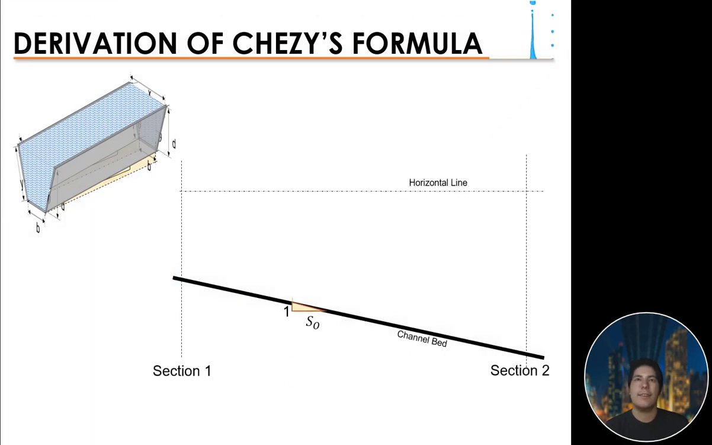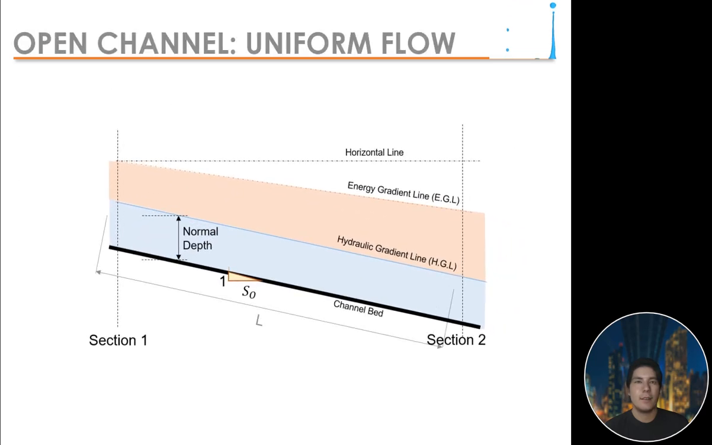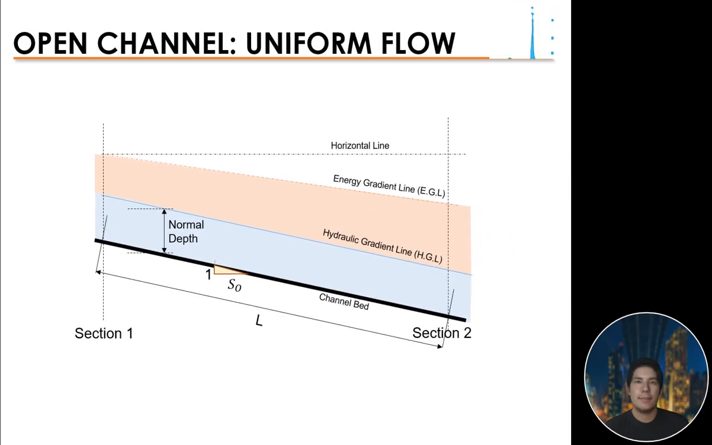Considering this section 1 and 2, we have this channel bed whose slope is SO. Then we have this horizontal line. So we have this normal depth to hydraulic gradient line, and we have this energy gradient line, and we have this velocity coming from upstream down to downstream. So if you consider this diagram here, so say we have this channel reach L.